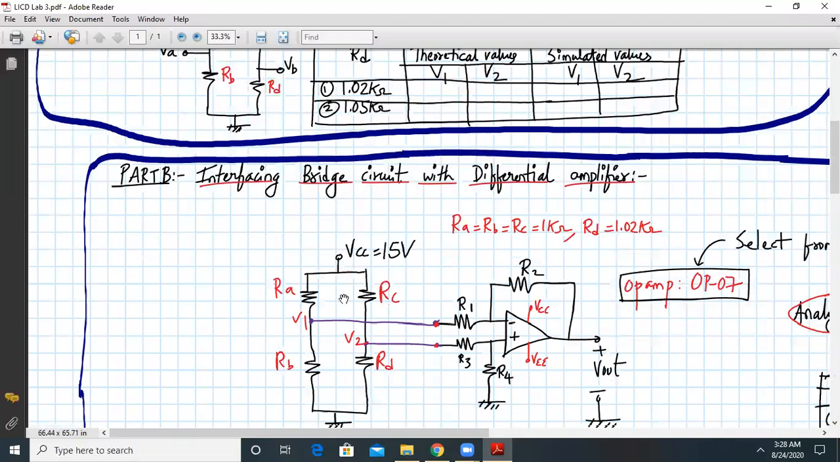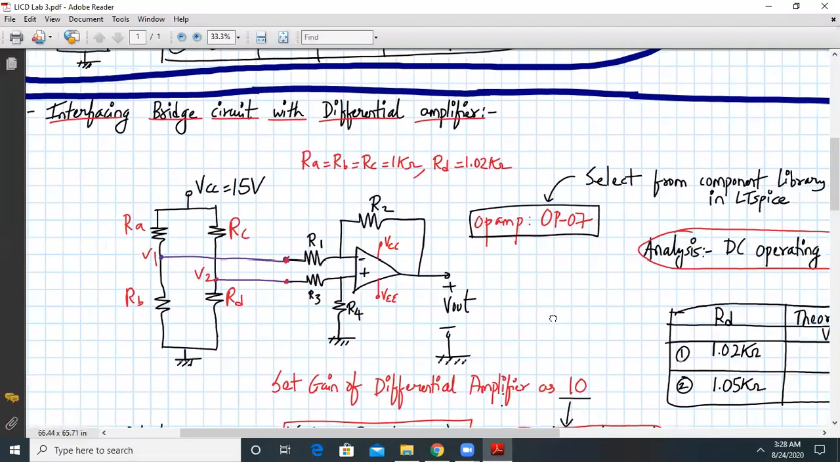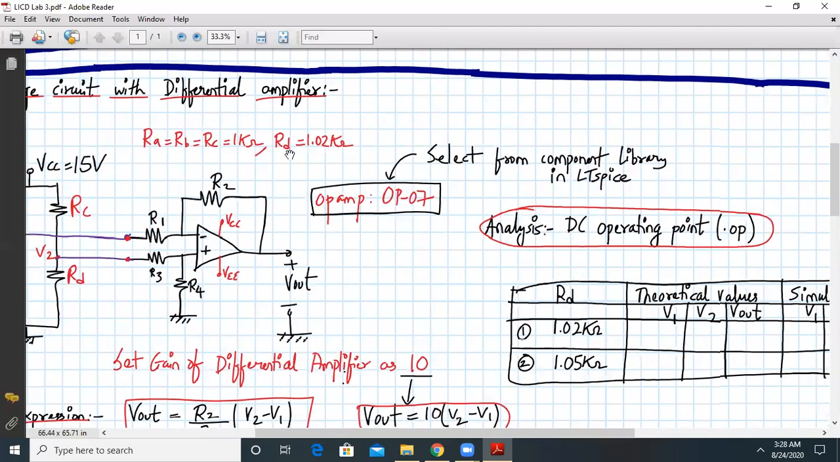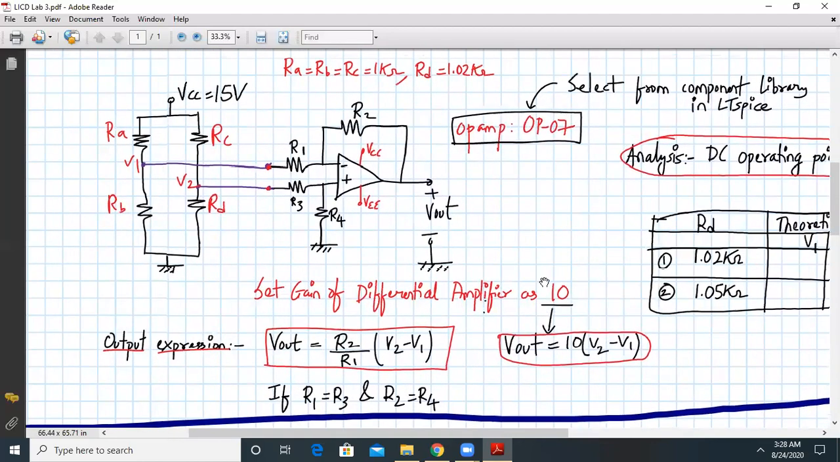Part B is where we utilize this bridge circuit and interface it with a differential amplifier. The differential amplifier, as we know, consists of two inputs. Here we have written VA and VB. These two inputs are coming from this bridge circuit, and the values of RA, RB, RC, RD are all given to us. The op-amp which we select is OP07 from the component library in LT-SPICE. The analysis type is DC operating point, and we have to make the gain of the differential amplifier 10.